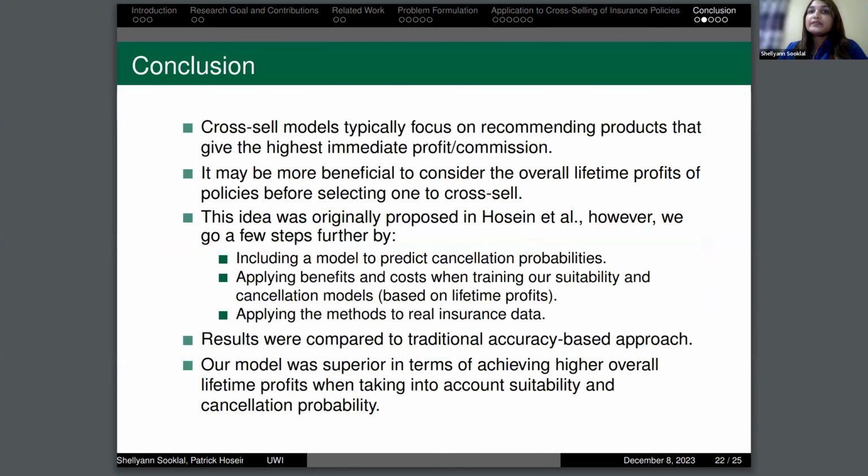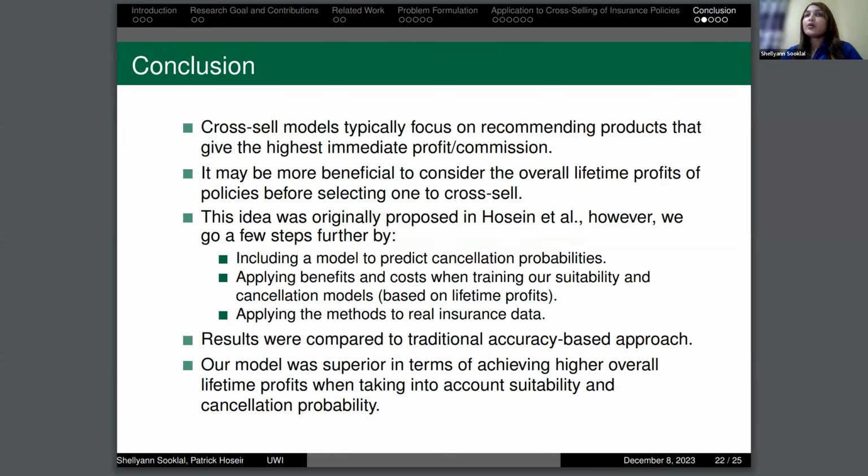So in conclusion, insurance companies try to cross-sell policies that either earn the highest immediate profit or commission, but it would be more beneficial to consider overall lifetime profits. The idea was proposed by Hussein et al., and we extended their work by including a model to predict cancellation probabilities. And we also applied benefits and costs when training the suitability and cancellation models.